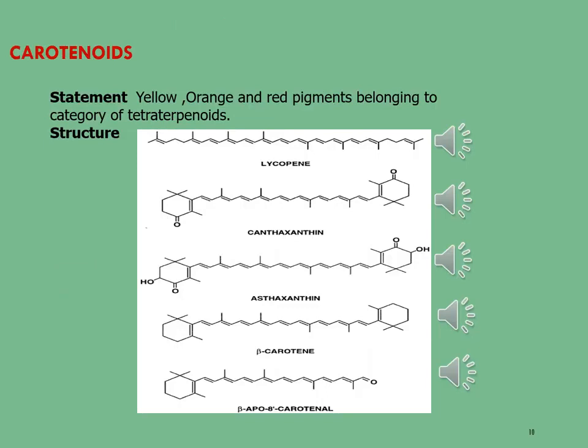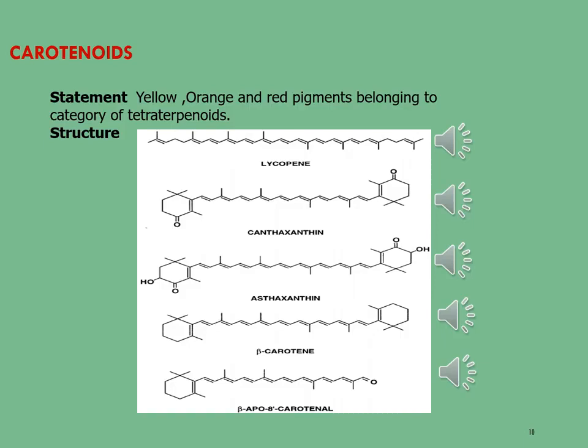Let's see what carotenoids are. Carotenoids are organic phytoconstituents that are isolated from the less to medium polar fraction of plants, and these are yellow, orange and red pigments which belong to the category of tetraterpenoids. The tetraterpenoids consist of isoprenoid units, and that unit is C5H8. You can see over here some important examples: lycopene, canthaxanthin, astaxanthin and beta carotene.